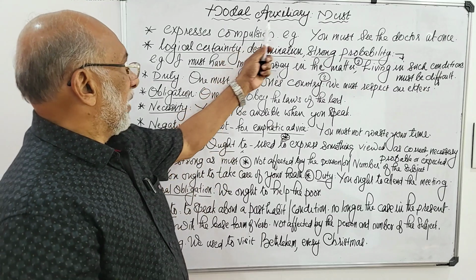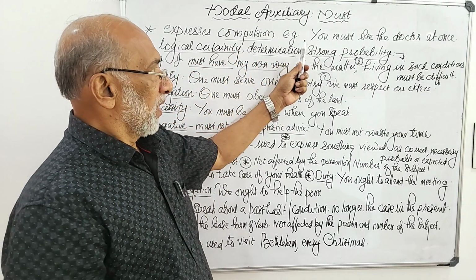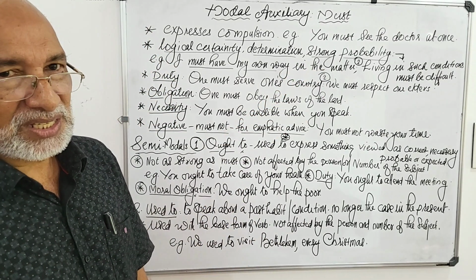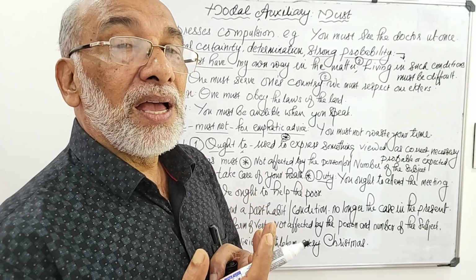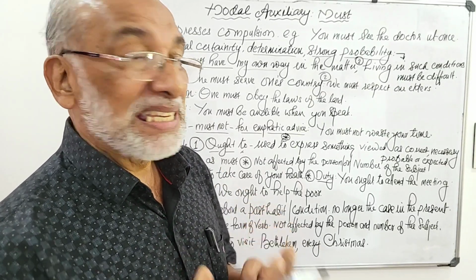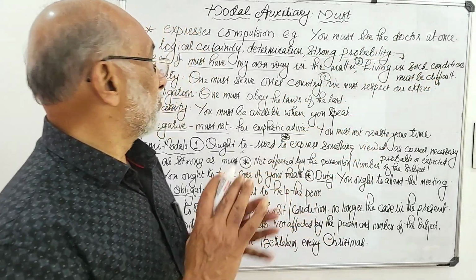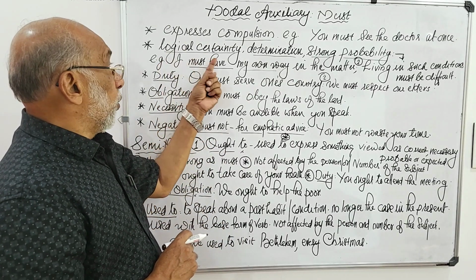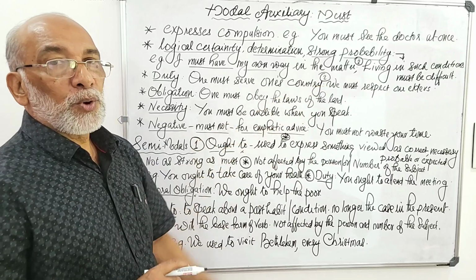Okay, modal auxiliary must. It expresses compulsion. Example, you must see the doctor at once. Otherwise, your health condition may get worsened. So, you must see the doctor at once. It is something compulsory.